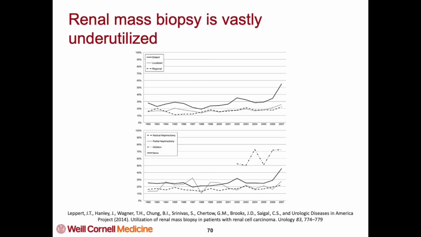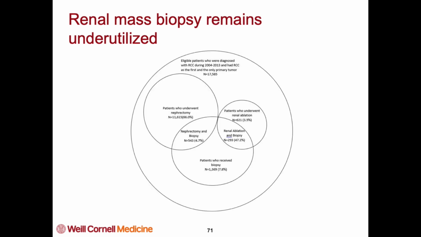I think renal mass biopsy is really underutilized. John Leppert, when he was a resident at UCLA, suggested that the use of renal biopsy was increasing. However, Jim Hu and I recently looked at a SEER database from 2004 to 2013. We found that the use of biopsy was only 8% in patients getting a nephrectomy, and Leppert found it to be 12%, so it seemed like the numbers were going down.